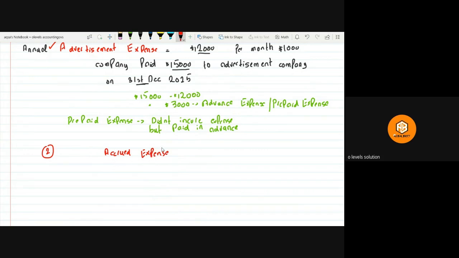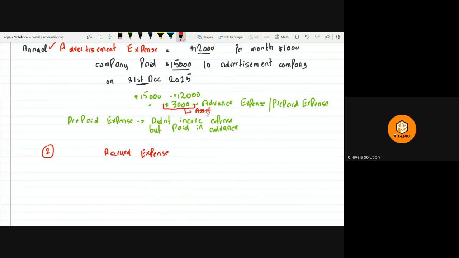So now, first of all, remember one thing, that is the $3,000 which we have paid extra, which is prepaid expense. This is the asset for the company. Why? Because we can show the ownership on this $3,000.